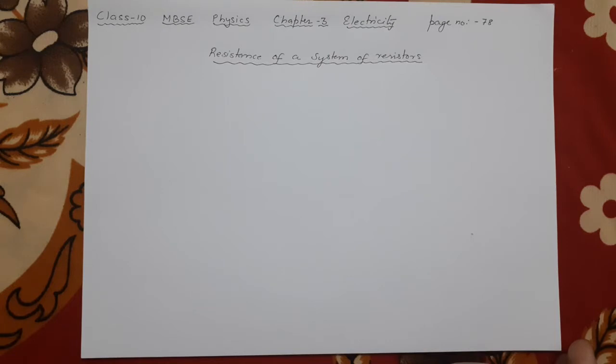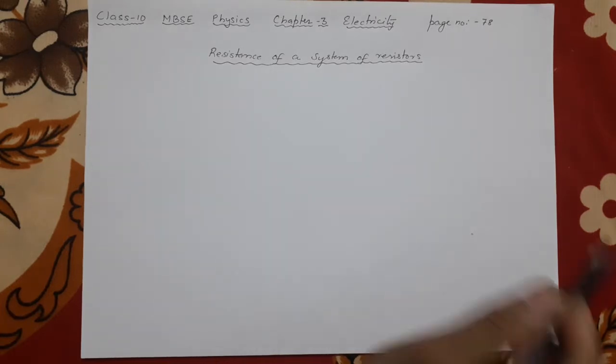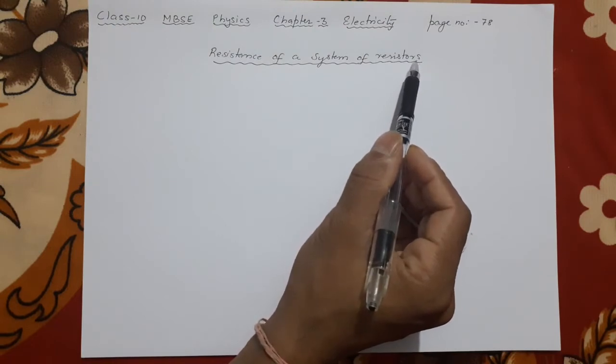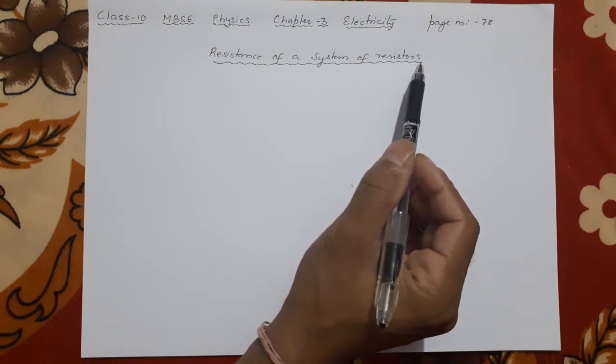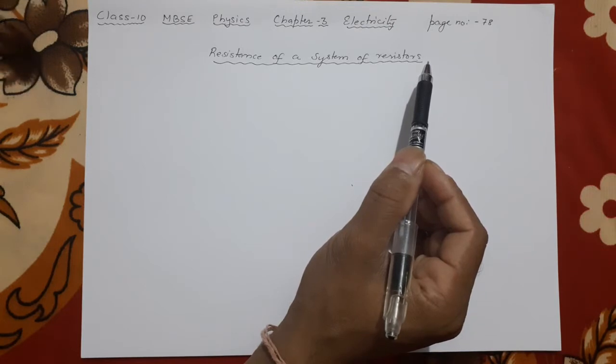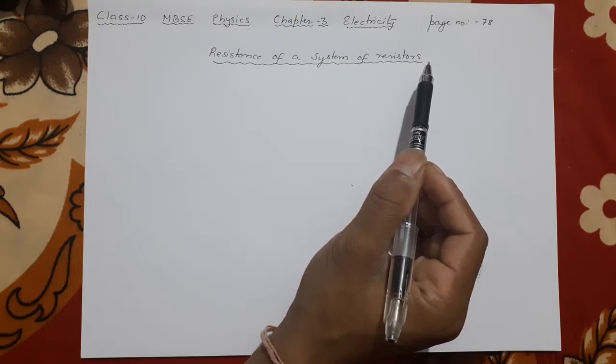System means more than one or two together; they are called a system. So that means we are going to study more than one resistor together, how many ways of combining them and why do we combine them. Those things will be discussed here. In any electrical circuit there can be many resistances together. How we need them and why we need them will decide in which way they have to be connected.